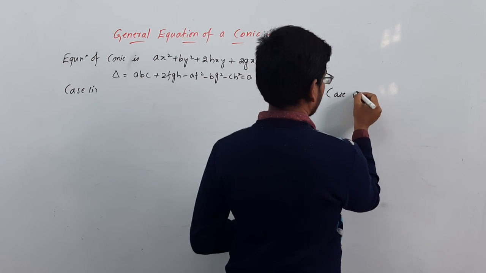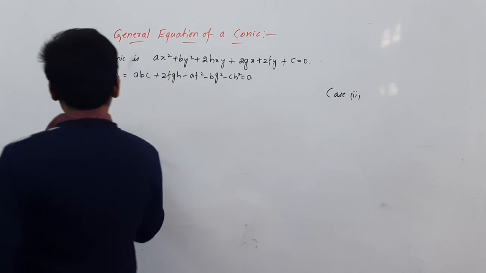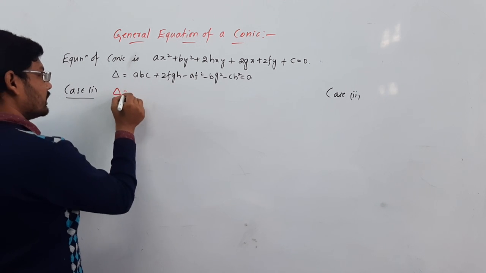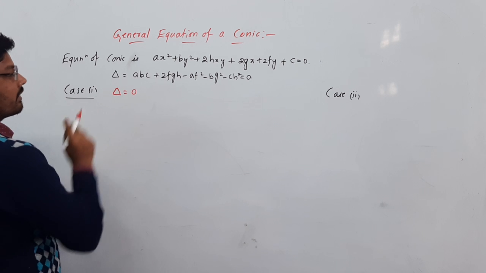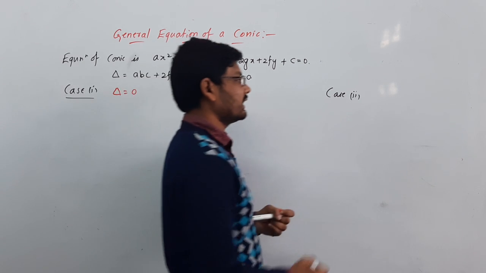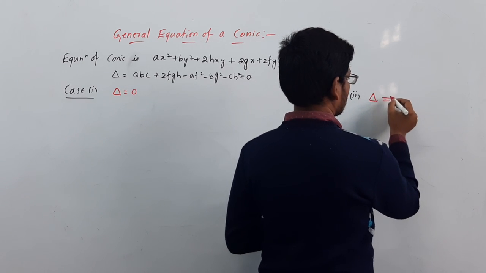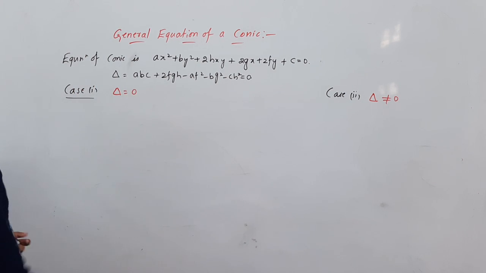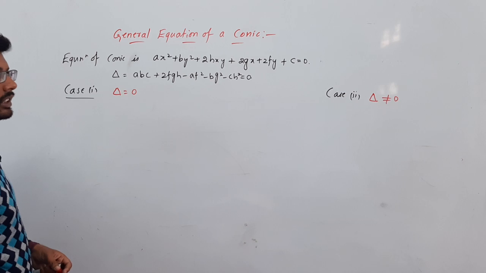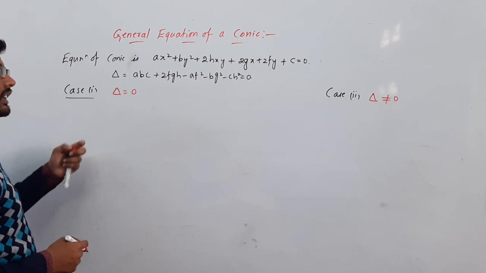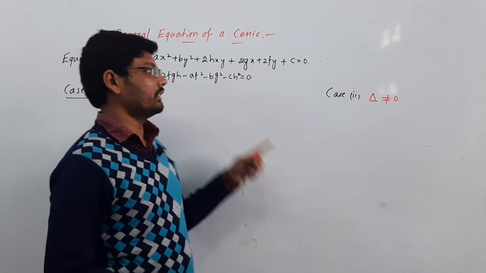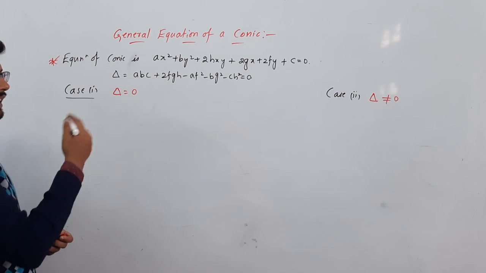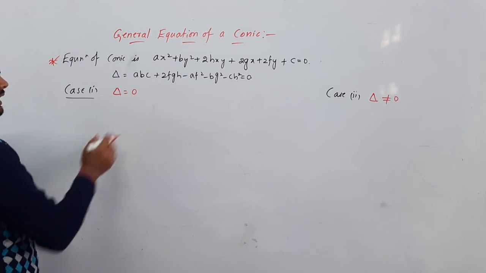What is case 1 and case 2 here? Case 1 indicates if delta value will be 0, and in case 2 the delta value is not equal to 0. These are the two cases where delta is abc plus 2fgh minus af square minus bg square minus ch square. This can say the nature of this conic section, the nature of this equation.